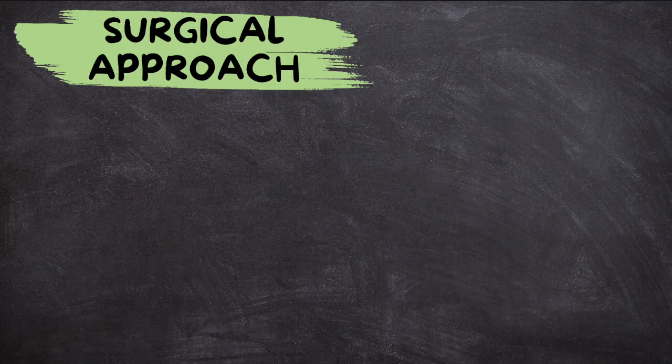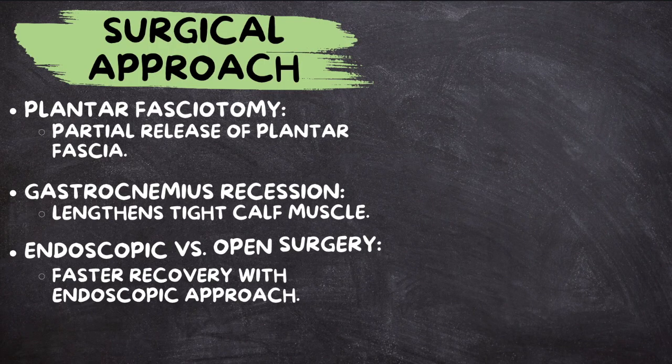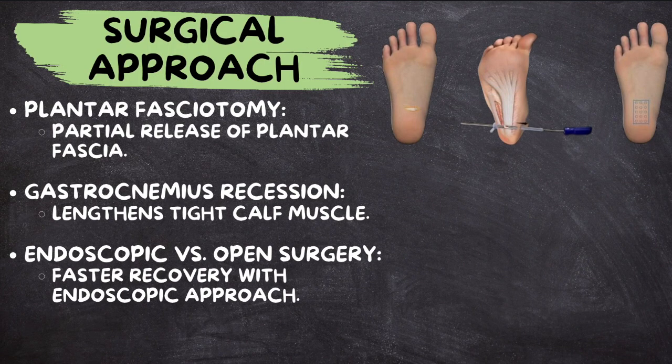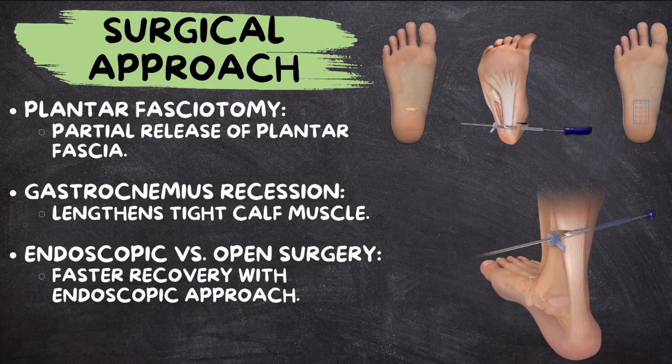The surgical aspect of this is usually reserved for cases that failed at least 6 to 12 months of conservative management. A partial plantar fasciotomy releases tension but must be performed carefully to avoid arch collapse. A gastrocnemius recession is indicated in patients with significant equinus deformity, addressing the underlying biomechanical contributor. An endoscopic technique offers quicker recovery compared to open surgery.